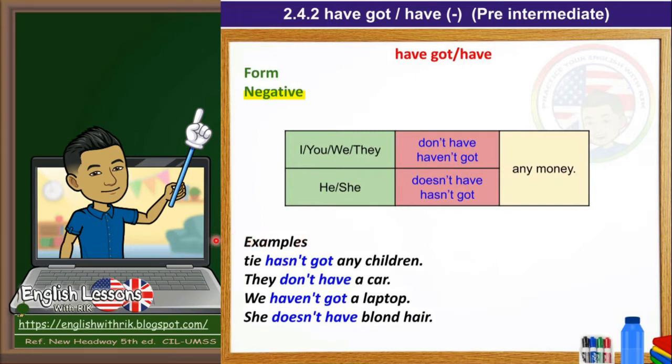Here are some more examples. He hasn't got any children. They don't have a car. We haven't got a laptop. She doesn't have blonde hair.